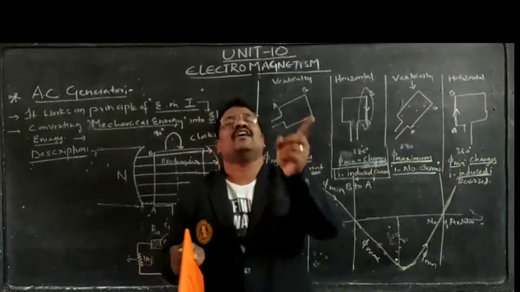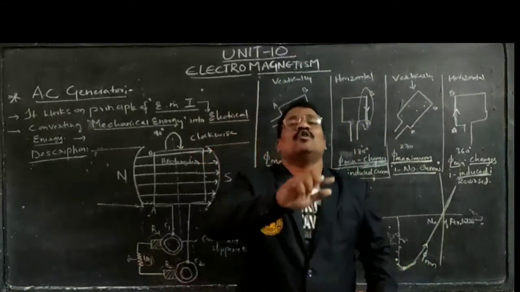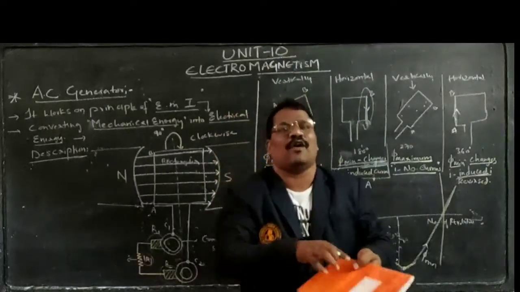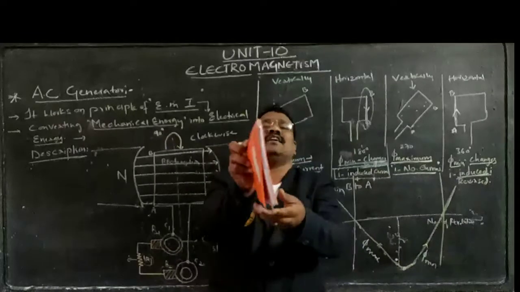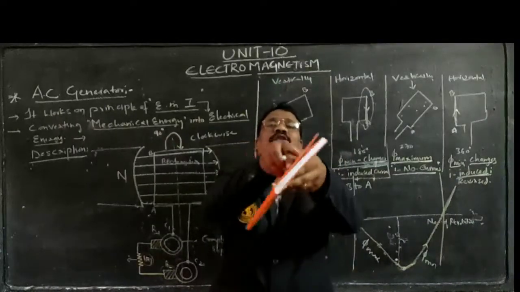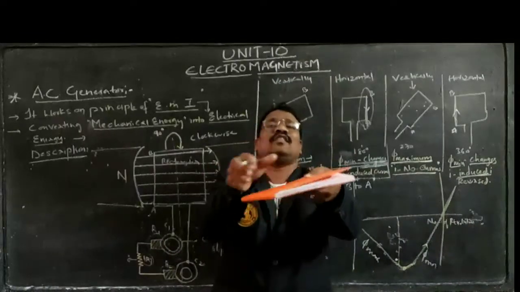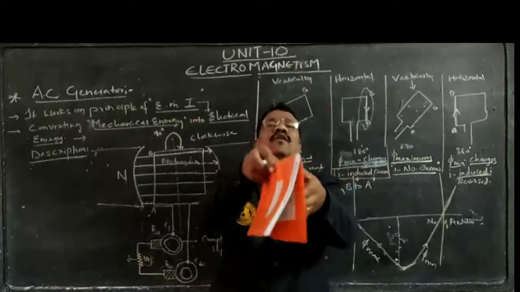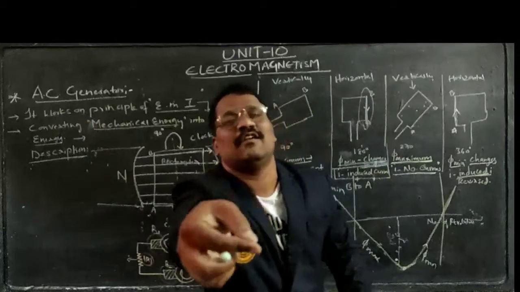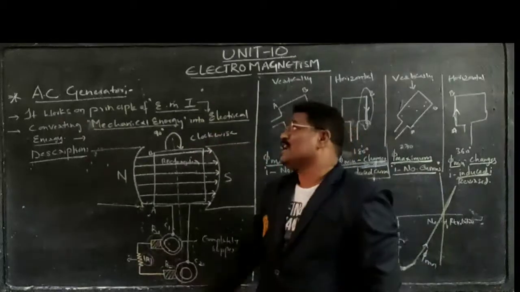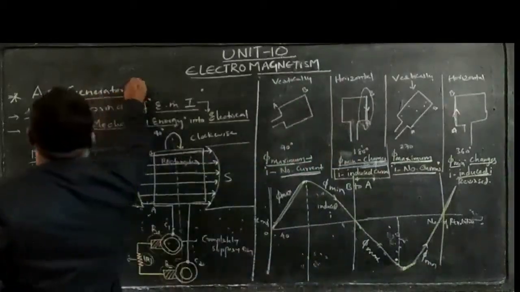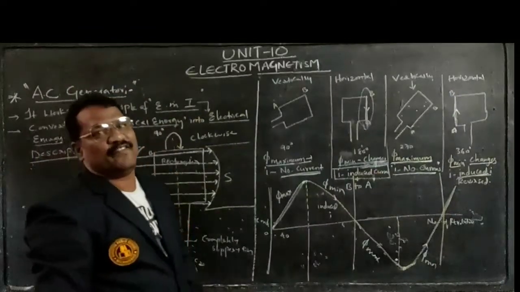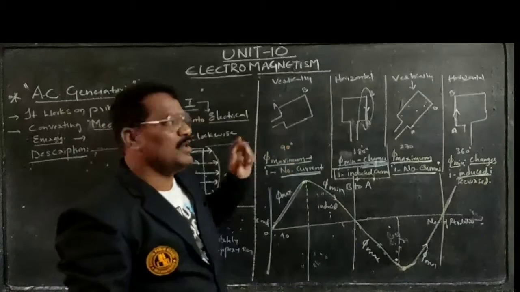In that way, for one complete revolution, twice induced current will be produced due to the mechanical motion of the coil. As the coil is rotating around the horseshoe bar magnet, the mechanical motion of the coil results in production of induced current. That current is nothing but AC. Based upon that phenomenon, the AC generator or AC dynamo will work.